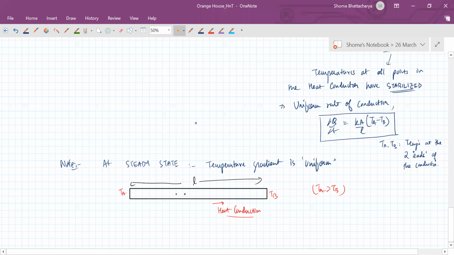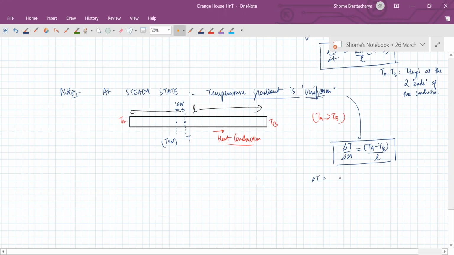Okay. Now inside the rod, let's take two arbitrary points which have temperatures T and T plus delta T, because this point is closer to the end having higher temperature, so it will be at higher temperature itself. And the distance between these two points is, let us say, delta X. Okay. So temperature gradient is uniform means that delta T by delta X, the temperature difference between two points which are at delta X distance, will be equal to the temperature difference between the two ends divided by L. Okay. So this is the meaning of the statement that there is a uniform temperature gradient.